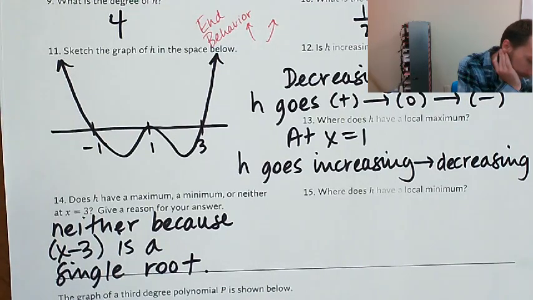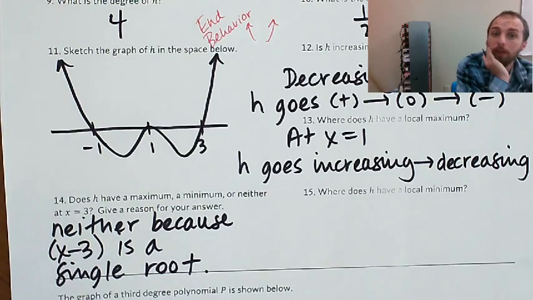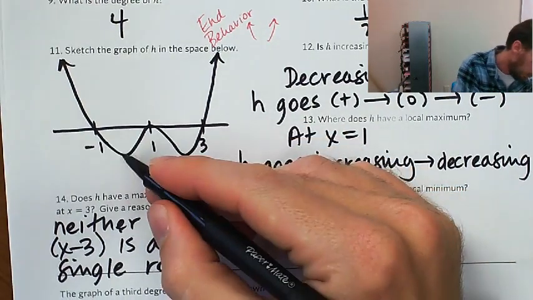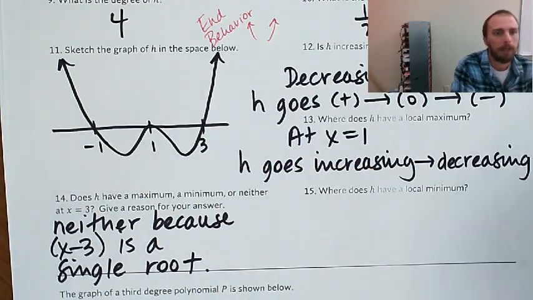Where does h have a local minimum? Well, it's got two of them, and we don't really have the tools to determine where that's going to be. I think it's in the next unit. We're going to pull out a graphing calculator, and that will really help us figure out the locations of those, because there's a command on the calculator that says, find me this point right here, the lowest point.